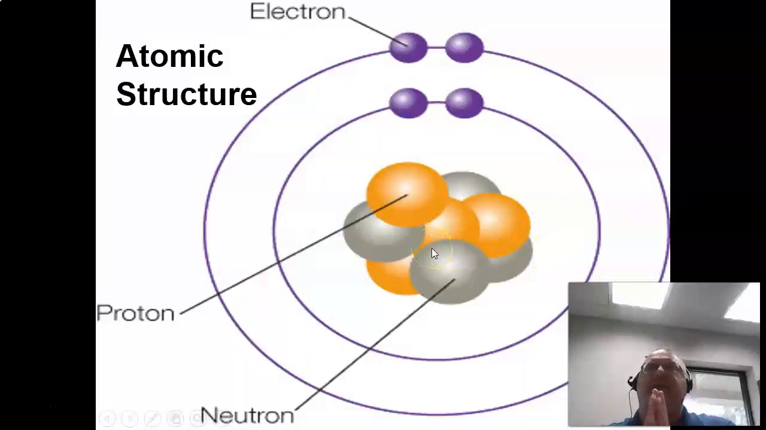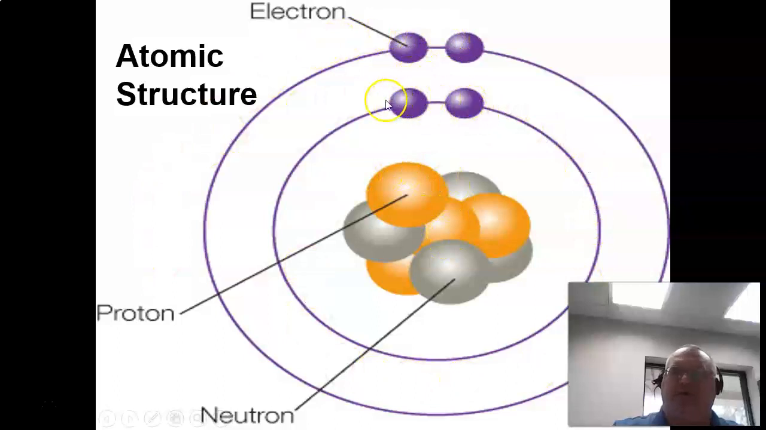Back to where we were talking about it in pathophysiology: your protons and neutrons form the nucleus of the atom, the middle of the atom, okay? That's what gives it its atomic number. Now the electrons up here orbit the nucleus of the atom, and this is where your interactions happen.